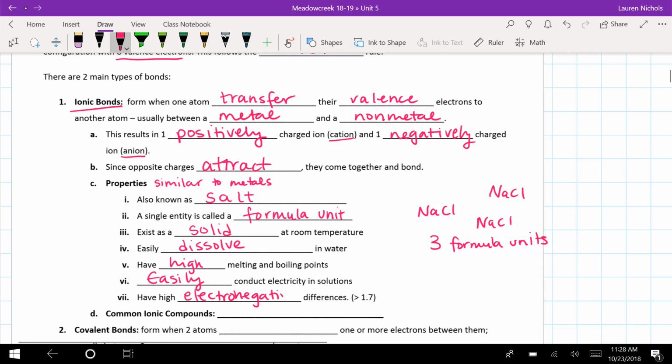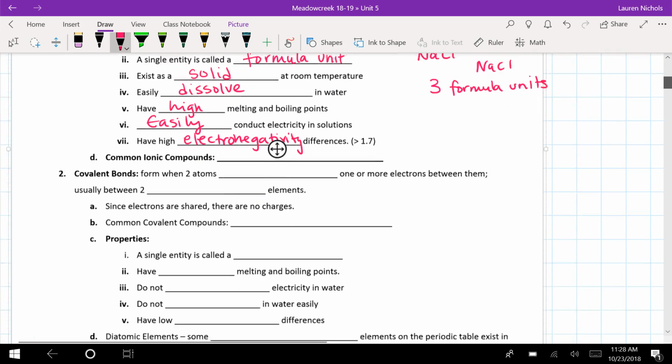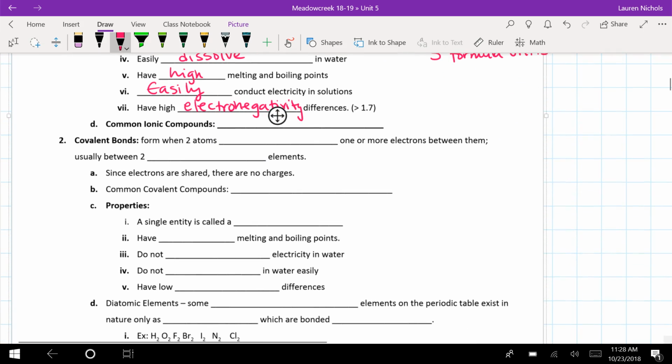We'll jump into that more, but remember that electronegativity is the ability to gain or attract an electron, and we learned about those when we talked about our periodic trends in our last unit. Some common ionic compounds are NaCl, which is table salt, what you would put on French fries. Another one is MgCl2, which is called Epsom salt. It's what you put in your bath to relieve sore muscles. That's a summary of ionic compounds.